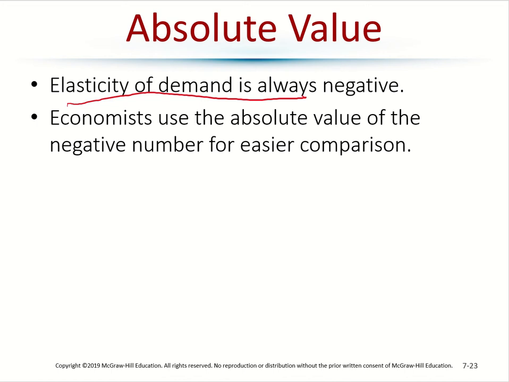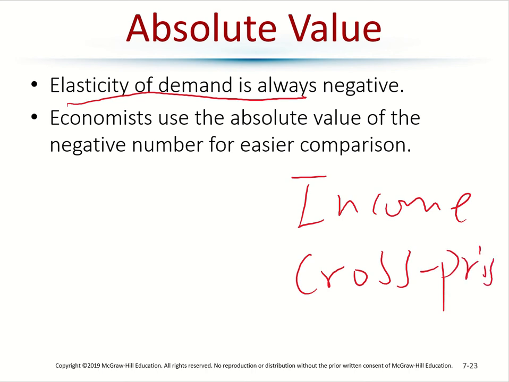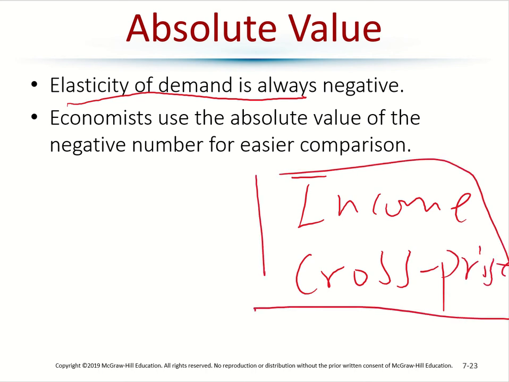Now later on, we're going to learn the income elasticity of demand, the cross price elasticity of demand. For those, do not take the absolute value, because for those, we care about the sign. But for the price elasticity of demand, the one you just saw, whenever you finish, because it's always negative, take the absolute value, and it becomes positive.